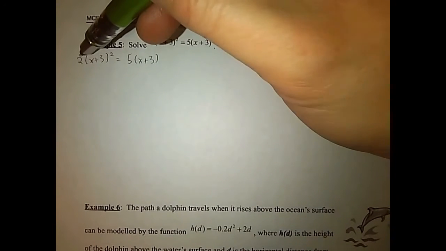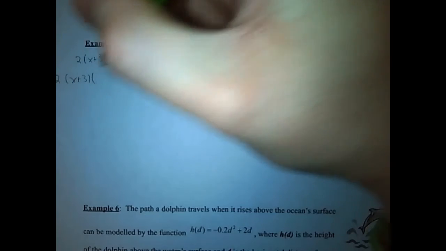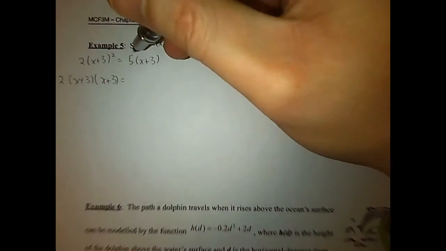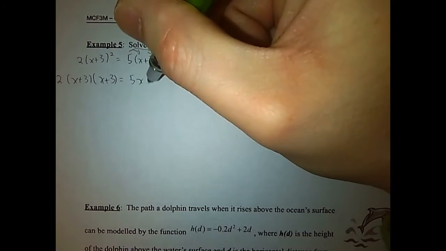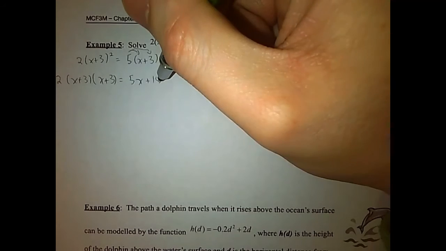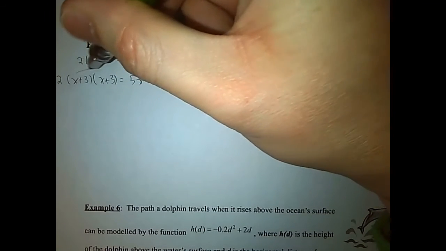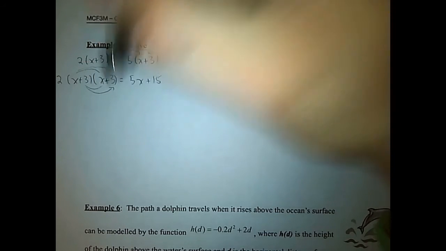Please don't think we just distribute the 2 into the brackets here. Remember that this means x plus 3, x plus 3 here. And then I will just distribute this 5 in here. I might as well do it now. So I want to expand this now by using that FOIL method. We're going to multiply first, outer, inner, last.